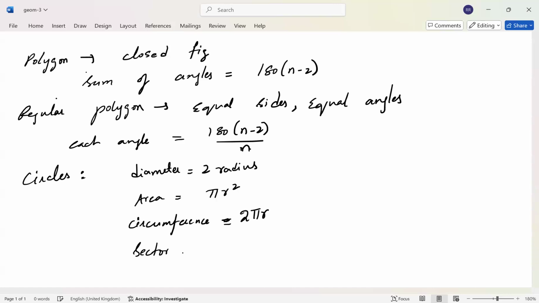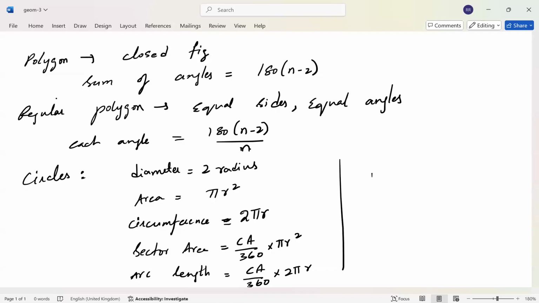Sector area is central angle by 360 into pi r square. Arc length is equals to central angle by 360 into 2 pi r. Unit conversion from radians to degrees. Pi radians is equals to 180 degrees. This information is helpful for answering the circles questions.